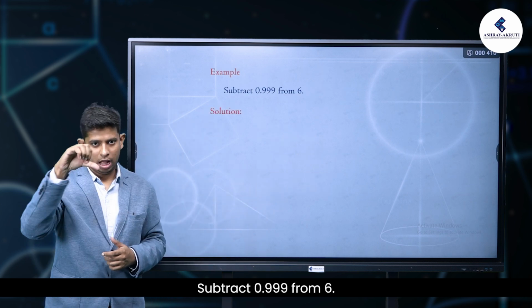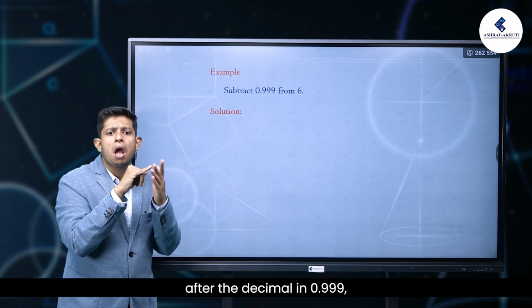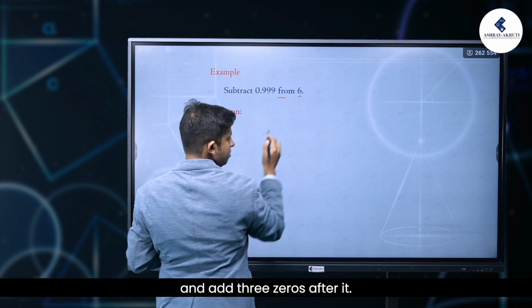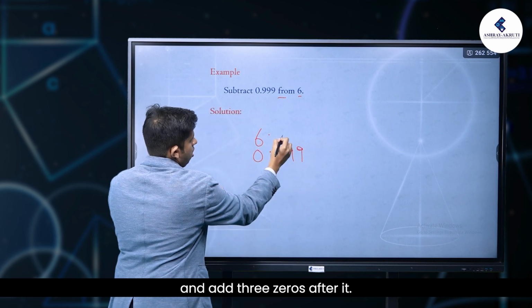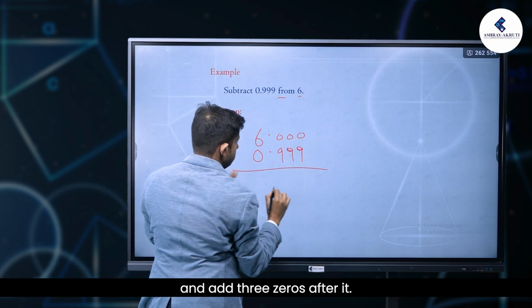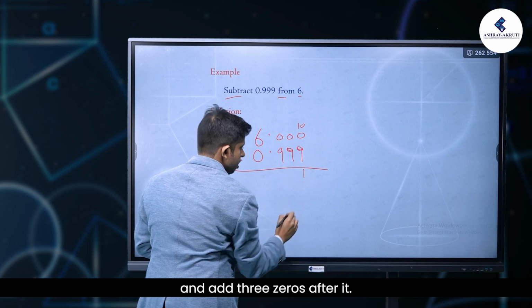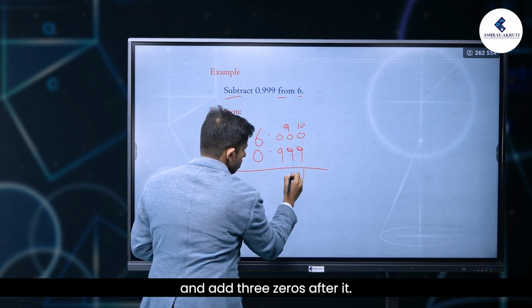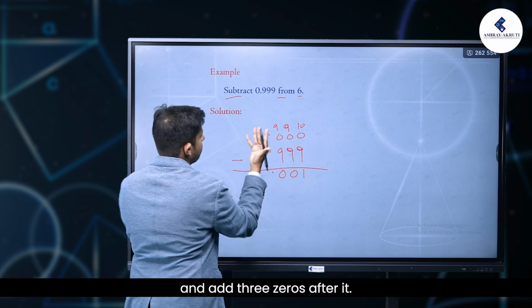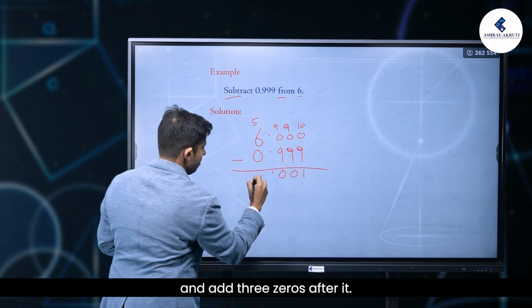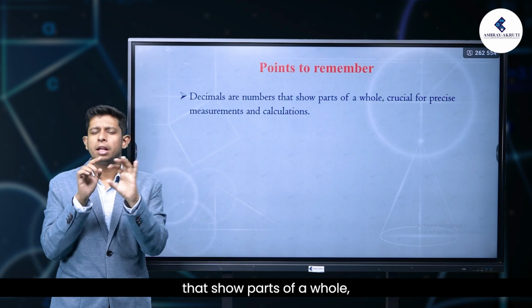Example: subtract 0.999 from 6. Solution: since there are 3 digits after the decimal in 0.999, we will place a decimal after 6 and add 3 zeros after it. The answer is 5.001.